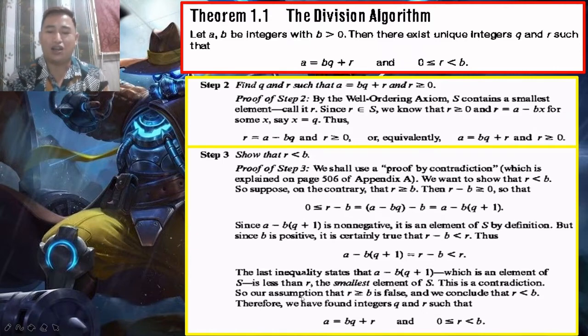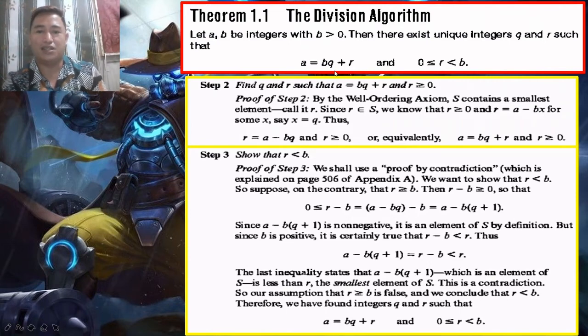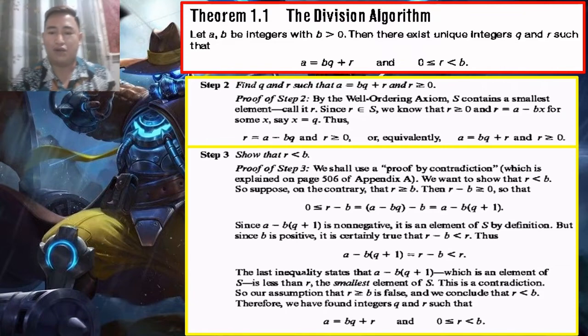So our assumption that r is greater than or equal to b is false. Therefore we can conclude that r is less than b. So we have found the integers q and r such that a is equal to bq plus r and 0 is less than or equal to r less than b. So we have shown this part. What remains to be shown? There is a then part: then there exist unique integers q and r. So q and r must be unique, which we have not shown yet.